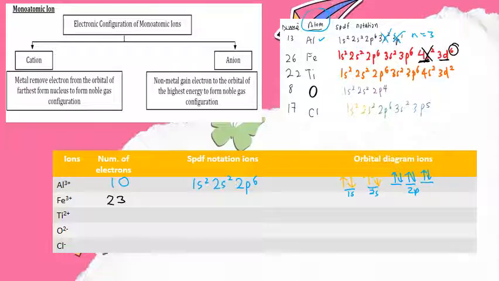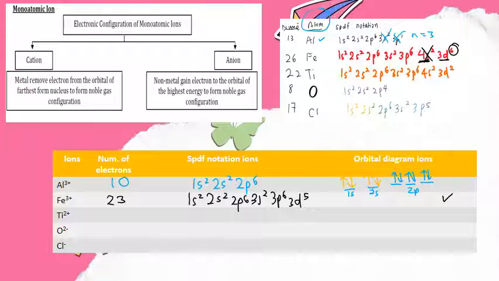Okay, jadi kita akan dapat electronic configurationnya SPDF 1s2, 2s2, 2p6, 3s2, 3p6, 3d5. Okay, and then I want you to draw the orbital diagram. So this orbital diagram you draw sendirilah, because I already give you the SPDF notation. So now kita tengok pula untuk titanium.